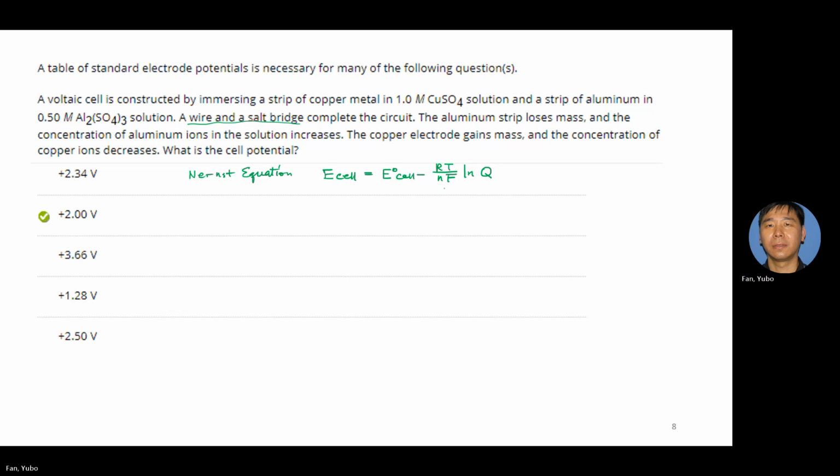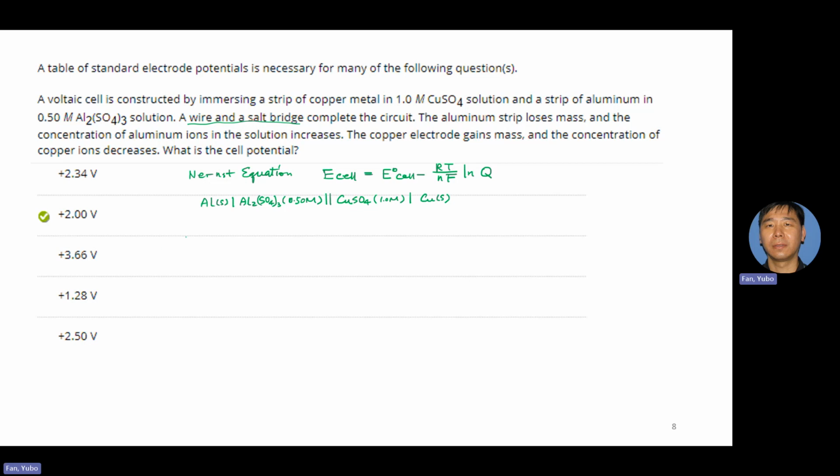Then we need to write the equation here. Copper and the copper 2 sulfate must be the cathode. So we just do a practice and write the cell notation. The aluminum side must be the anode. So we have aluminum metal, and the solution is aluminum sulfate, which is 0.50 molar. Then we have a salt bridge. On the other side, the copper 2 sulfate solution is 1.0 molar. The product is copper solid. So that's the cell notation. That way we can write it.